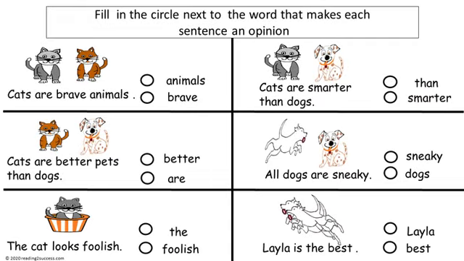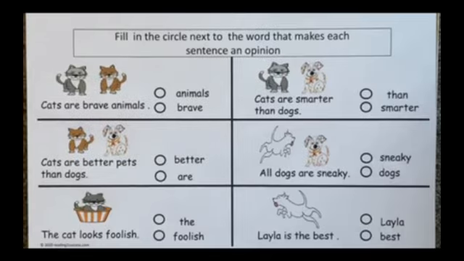This is a template used in our first activity. We're going to have kids fill in the circle next to the word that makes each sentence an opinion. Remind kids that an opinion is a person's thoughts, beliefs, or feelings. So depending on the person, the opinion adjective could be different.